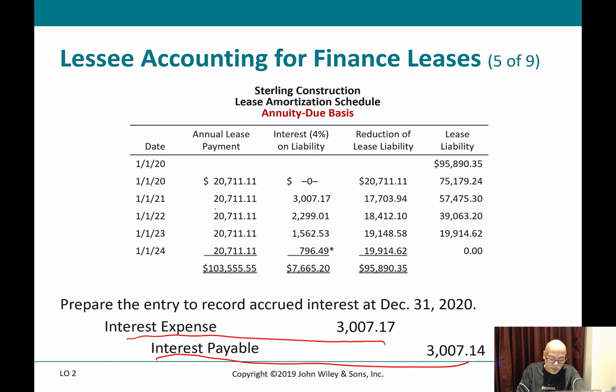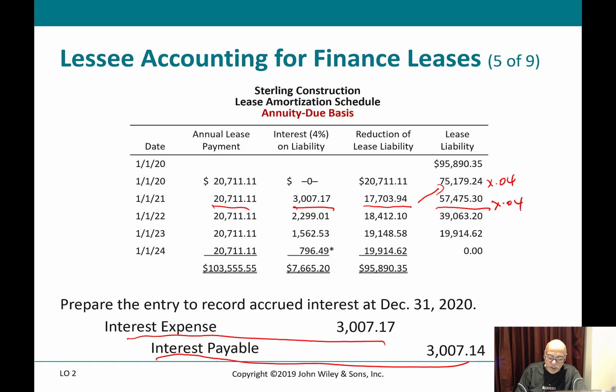Okay, when we make that payment, $3,007.17 of it is going to, of course, go to pay the interest payable, and the remaining $17,703 is going to go against the principal, so that I'll have a new carrying value for the next year. Okay, and then whatever the carrying value is, we multiply it times that 0.04.